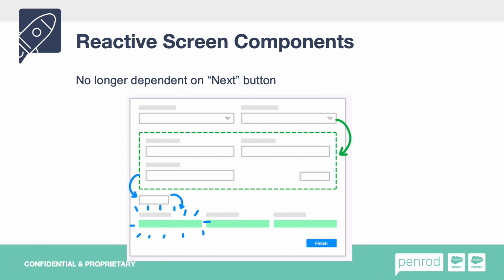Next thing we want to talk about is the reactive screen component. With flows, we're no longer dependent on that next button anymore. We can actually build reactive components within our single screen. So as we build, something else on the screen can be reactive to the information that we enter in there. We don't have to hit next to submit it to push the update for it to fire. It can be reactive within that particular screen that we're working on.